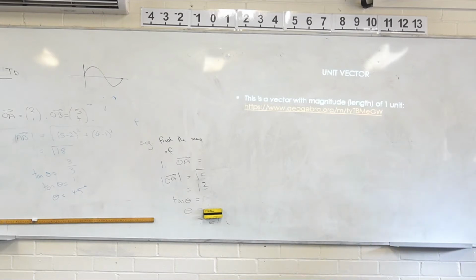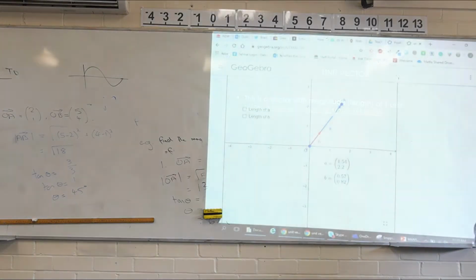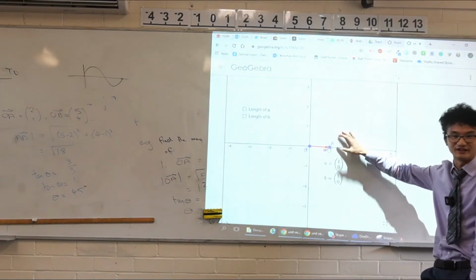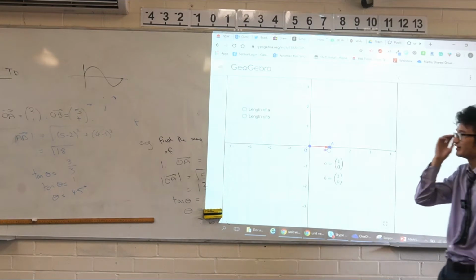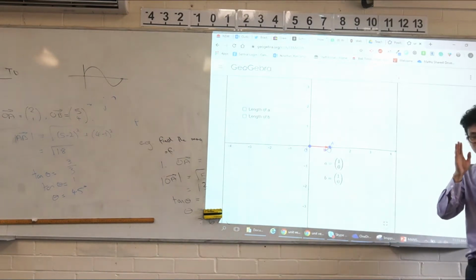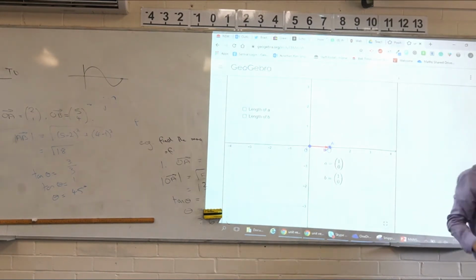Let's look at an example. All right, so let's start from back here. This idea of a unit vector, I'm thinking about a vector that has length 1. GeoGebra is very useful for these visualizations because it tells you very clearly what's going on. If I look at A and B right now, they're both length 1. These are unit vectors. They have length 1.